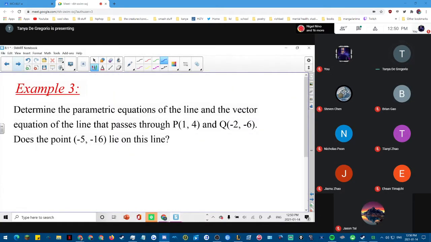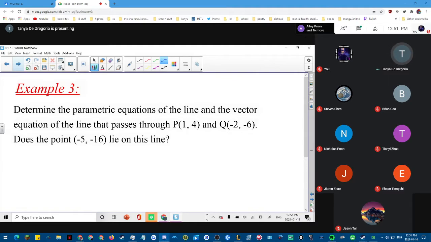Okay. All right, example 3. Determine the parametric equations of the line and the vector equation of the line that passes through the point P(1, 4) and Q(-2, -6). Does the point (-5, -16) lie on this line? So I have 2 points on my line.